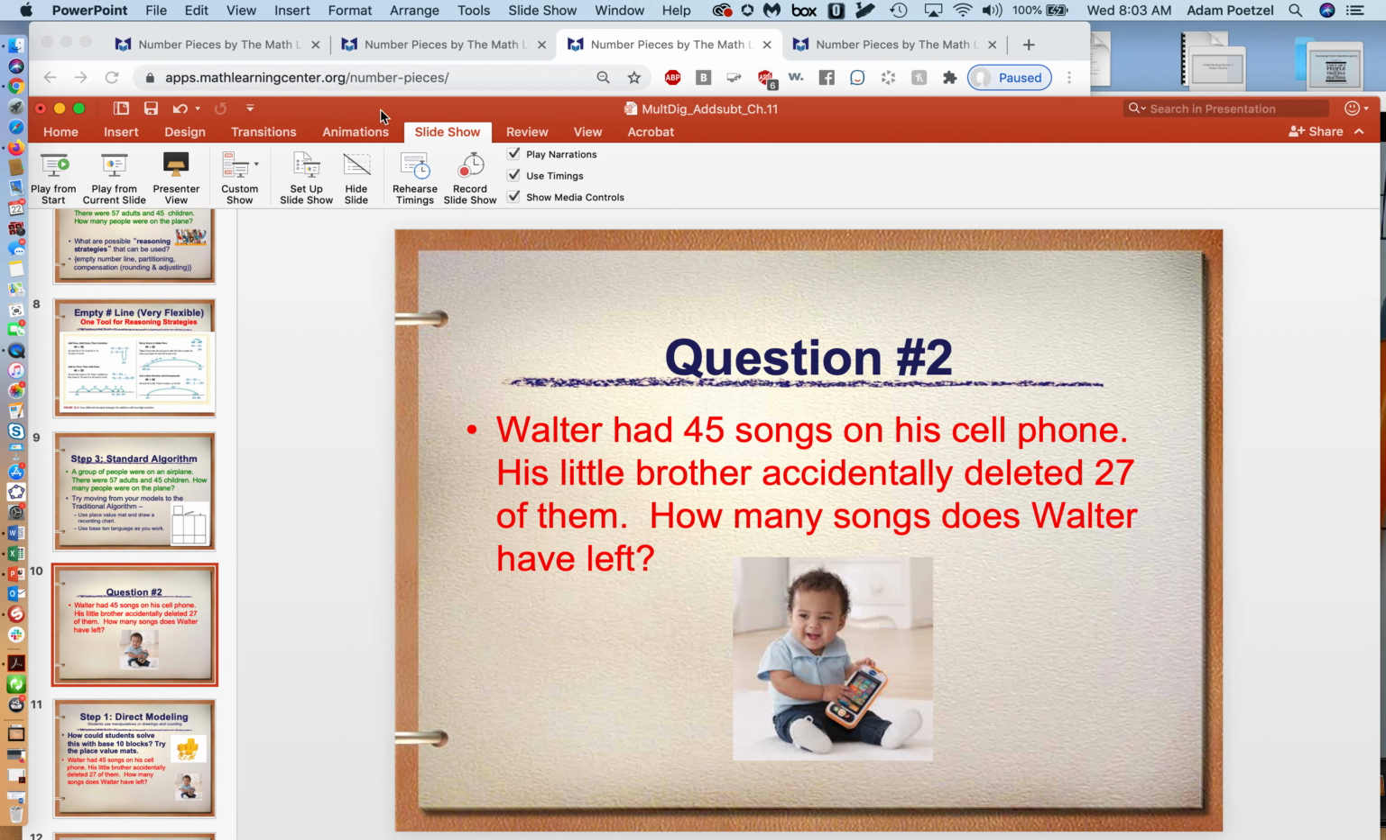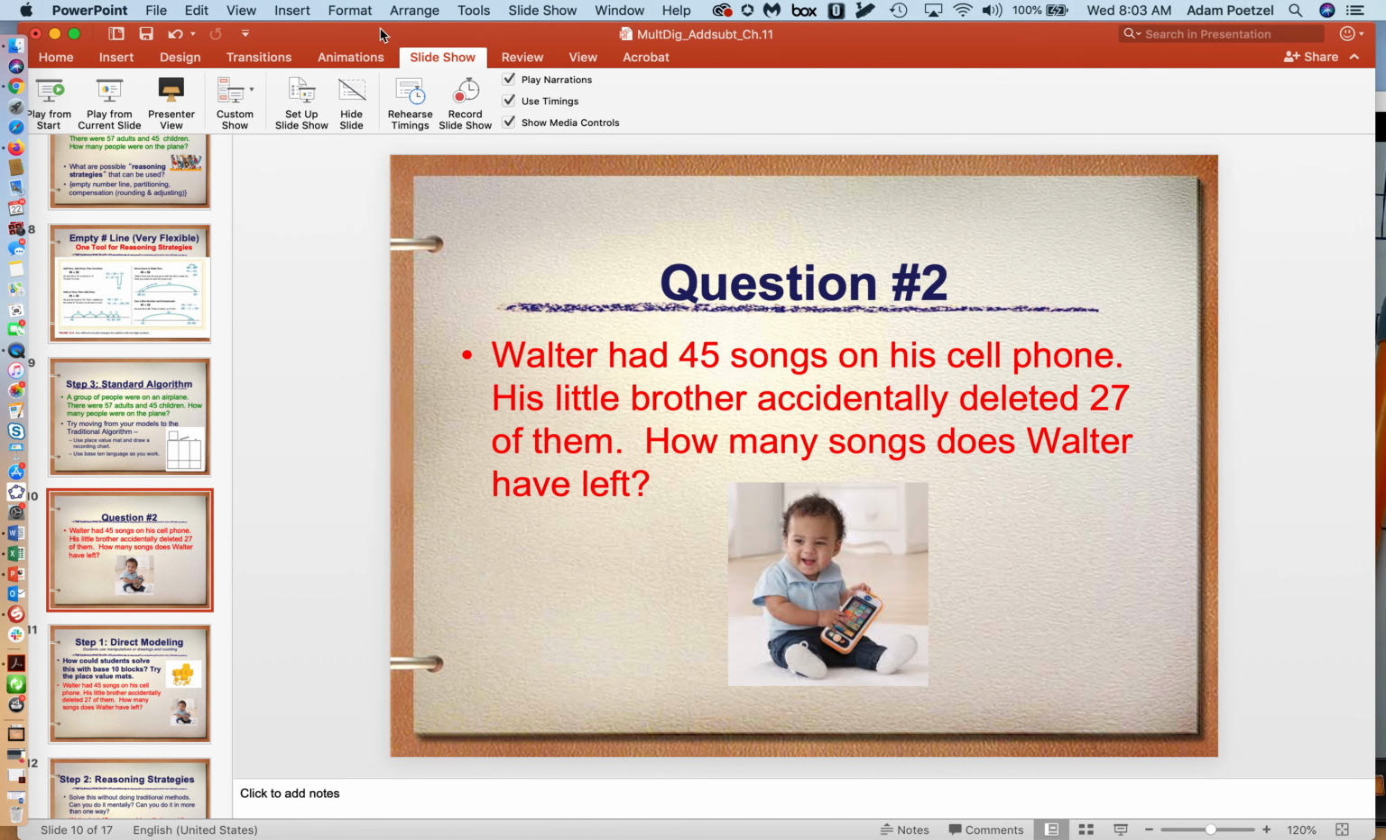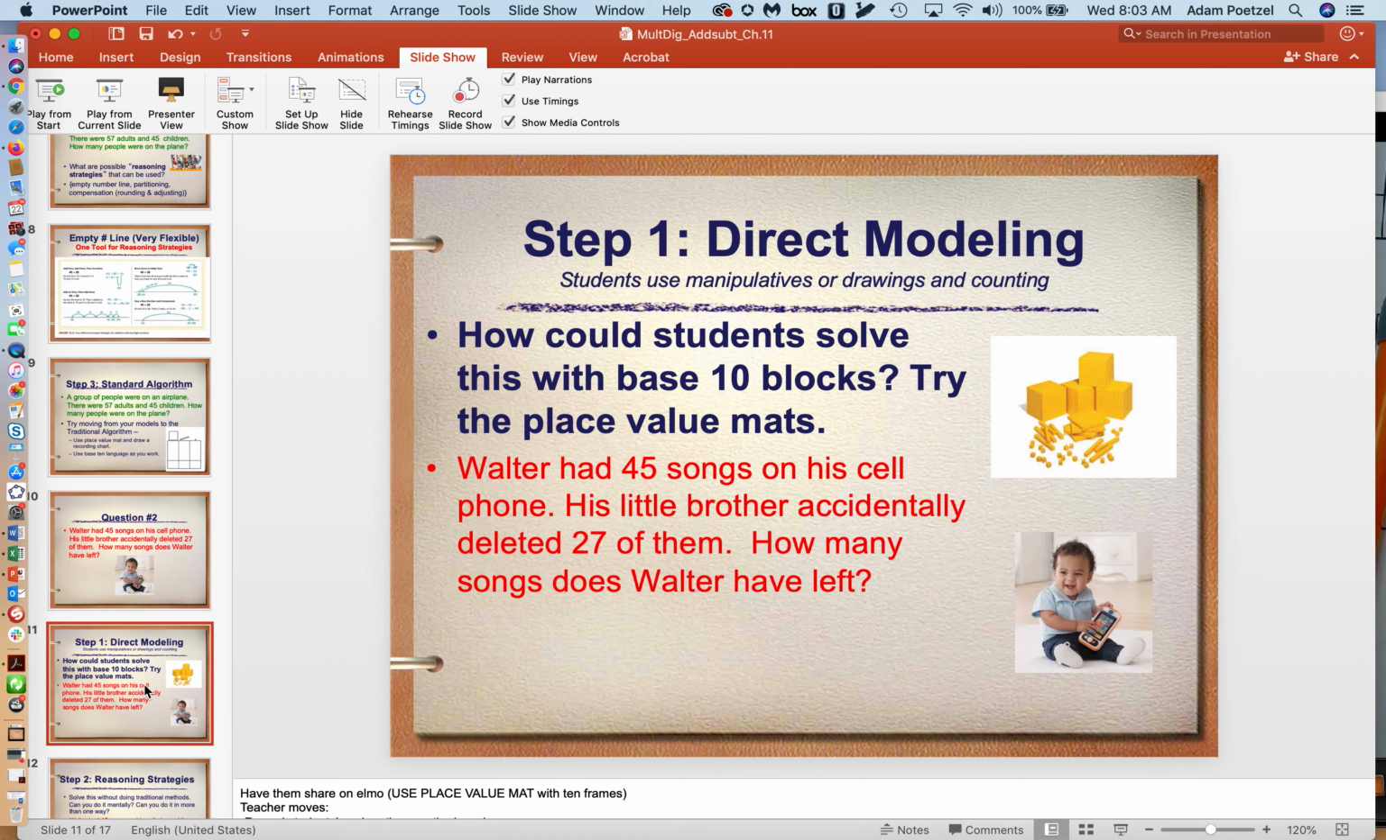So let's take a look at subtraction here. So here we have Walter, and Walter had 45 songs on his cell phone. Wow, that's a lot, Walter. And his little brother accidentally deleted 27 of them. Now, I'm not sure I believe it was an accident. But the question is, how many songs does Walter have left? So let's take a look at this again.